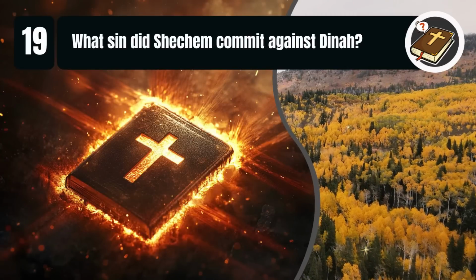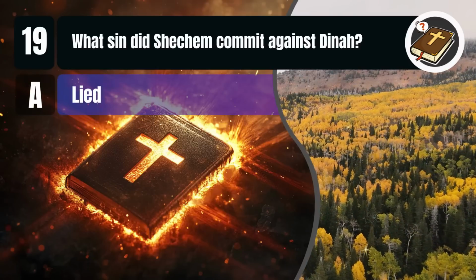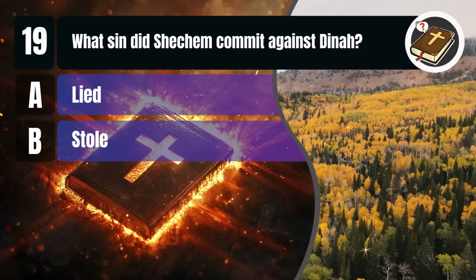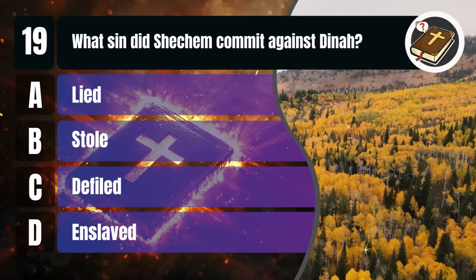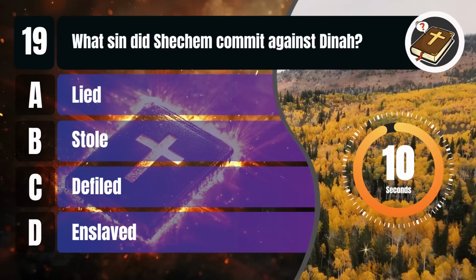Question 19. What sin did Shechem commit against Dinah? A. Lied. B. Stole. C. Defiled. D. Enslaved. You get 10 seconds.